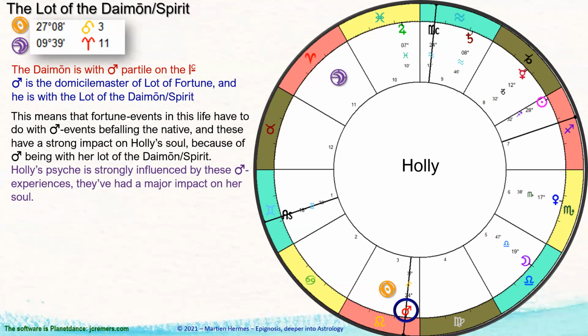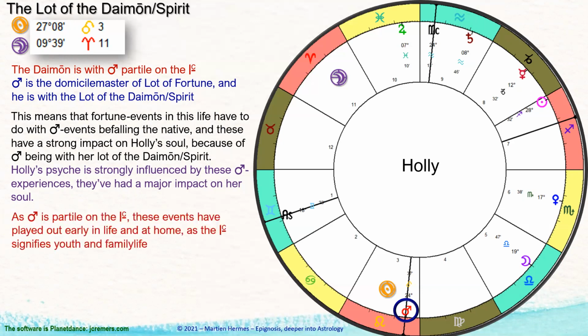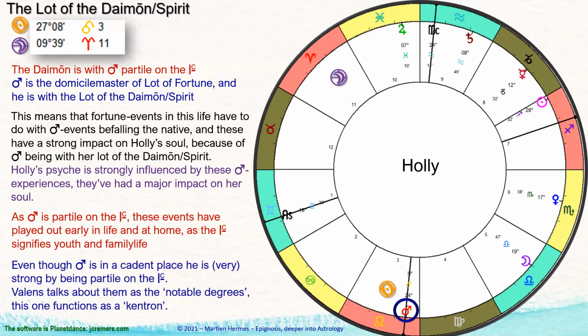So you can say that Holly's psyche is strongly influenced by these Mars experiences, and they've had a major impact on her soul from an early age on, simply because it's partile on the IC. So, as the IC signifies youth and family life, it's from a very early age on. So even though this Mars is in a cadent place, he's very strong by being partile on the IC.